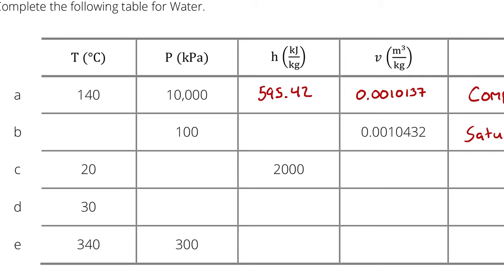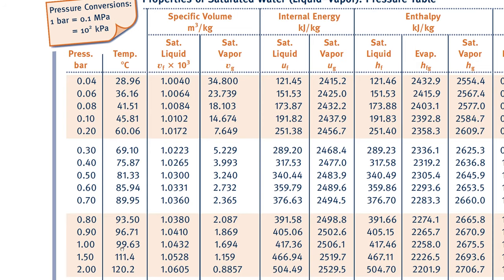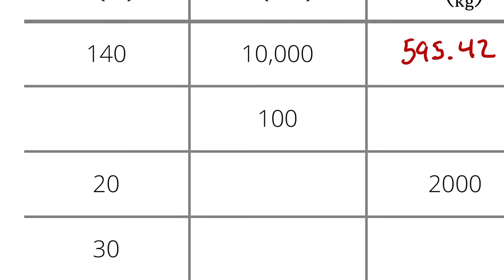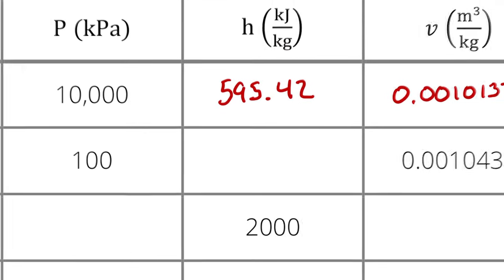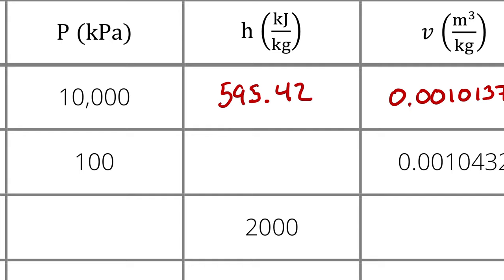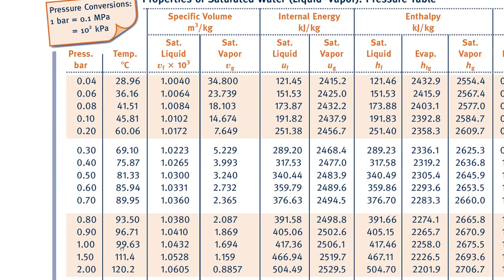Then our other two properties will just be the property of a saturated liquid at 100 kilopascals. So the temperature would be Tsat corresponding to 1 bar, which is 99.63. And our specific enthalpy will just be HF, which is 417.46. Because again, specific enthalpy of a saturated liquid at 1 bar is 417.46.